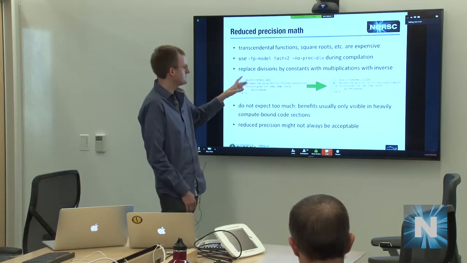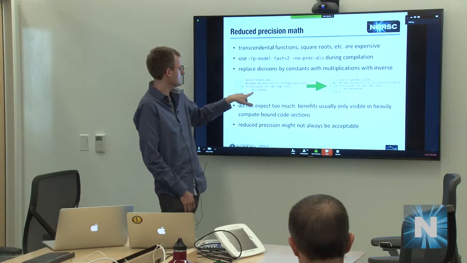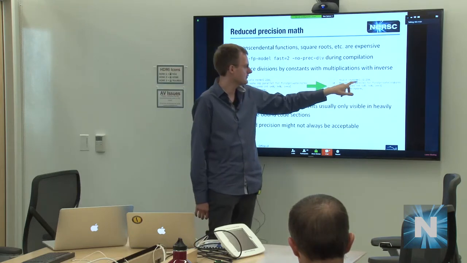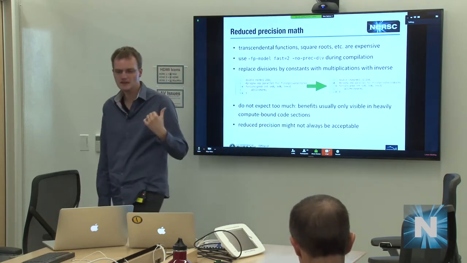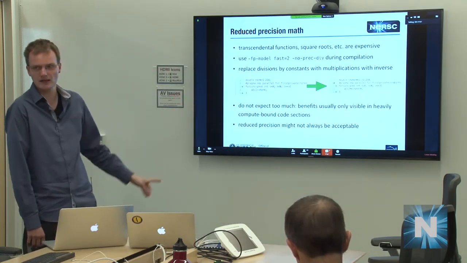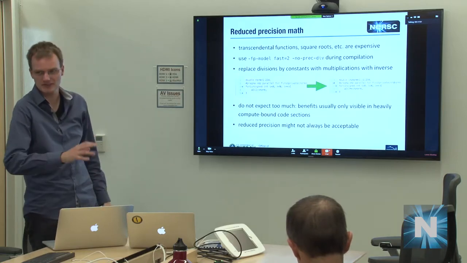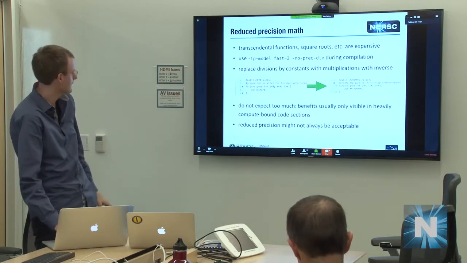Also, what we found is a funny thing. If you have something like this, where you divide by a constant in a loop, don't do that. Just define the inverse of it and multiply with it. It's funny that the compiler does not necessarily pick that up, right? Especially if you have a bigger code. So this sometimes gives you like 10% for free, or something like this. This is really weird.